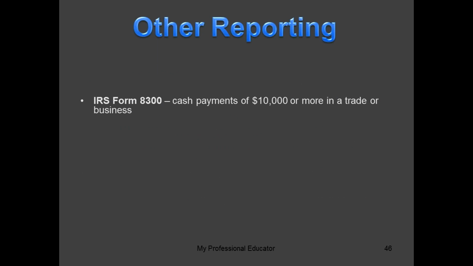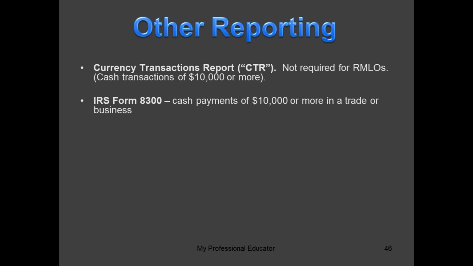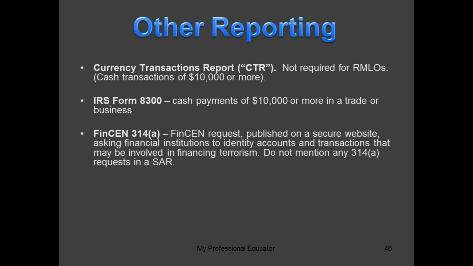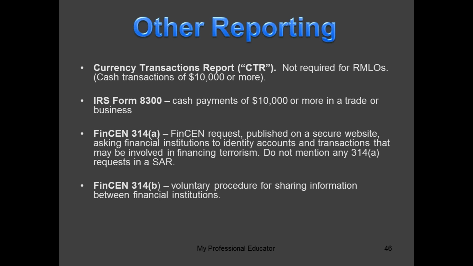There are other reporting requirements under the Anti-Money Laundering Act and Bank Secrecy Act. The IRS Form 8300, this is mostly for banks, when there are cash payments of $10,000 or more in a trade or business. I don't think borrowers are going to come to the closing table with cash, but you never know. Currency transaction report, it's not required for an RMLO. And the FinCEN 314A is also for banks. That's asking banks to identify accounts and transactions that may have been involved in financing terrorism. And 314B is also for banks, that's for sharing information between them.